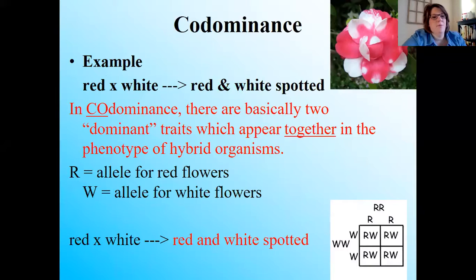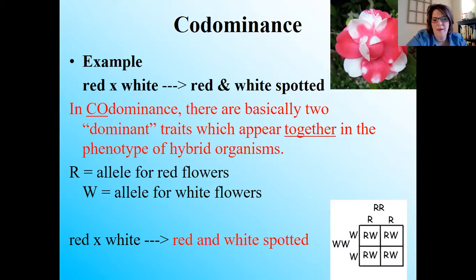So in codominance, if we use our red and white flower example, if you take a red flower and cross it with a white flower, you don't get a pink flower now, you get a red and white spotted flower. So both traits are going to show through. So basically 2 traits, both are dominant. They make a third phenotype, but that third phenotype is a hybrid because it's got both of those traits showing through.